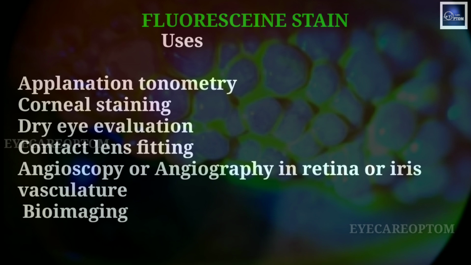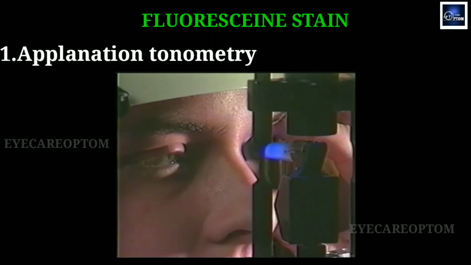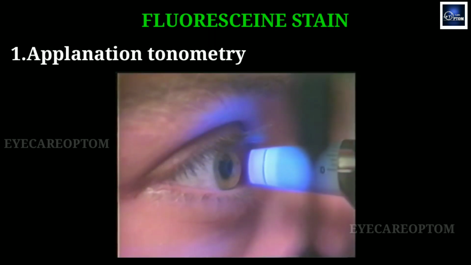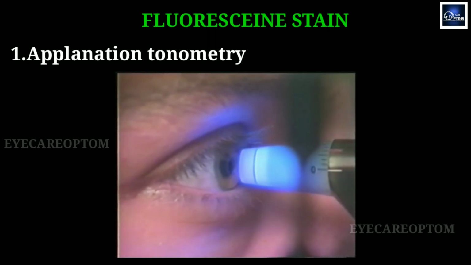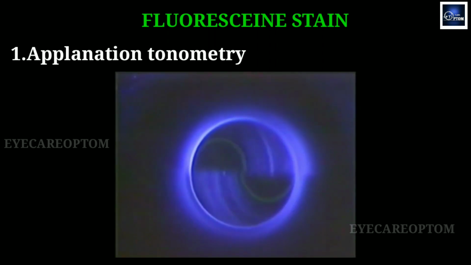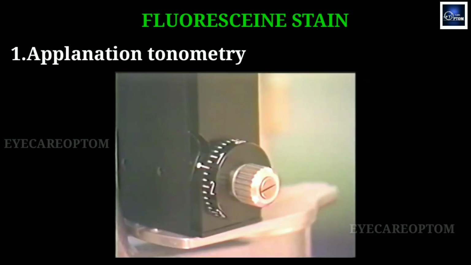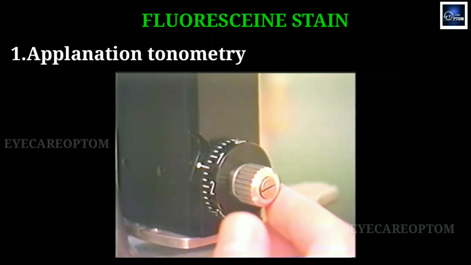iris vasculature. In applanation tonometry, after local anesthesia, fluorescein will be applied to the eyes. A tonometer is placed on the cornea to determine the intraocular pressure. Applanation tonometry utilizes the fluorescence to produce semicircles that will give us a measurement of dial reading.